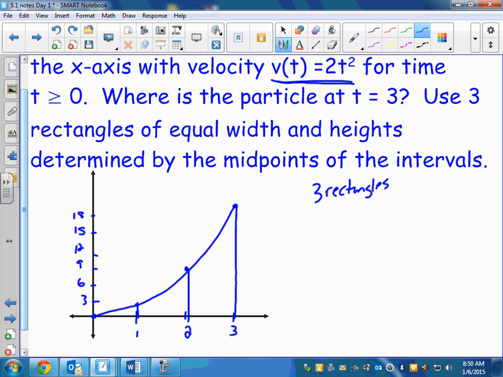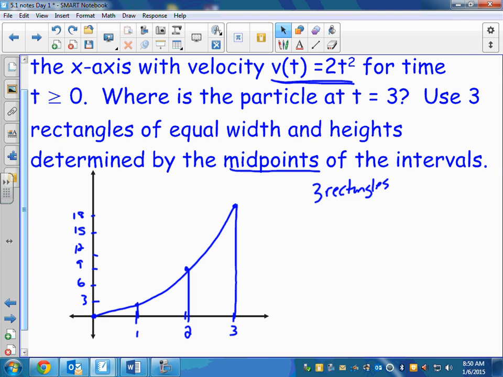If it said 6 rectangles, then I'd break each one of those in half again, right? So you just have to make them equal spaces. My line's off a little bit. But how do I know how high to make them? And they tell me it, all right? 3 rectangles of equal width, got that part. And heights determined by the midpoint of the interval, all right? By the midpoint of the interval.